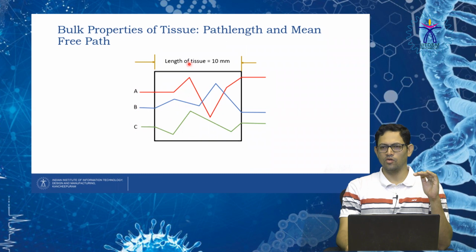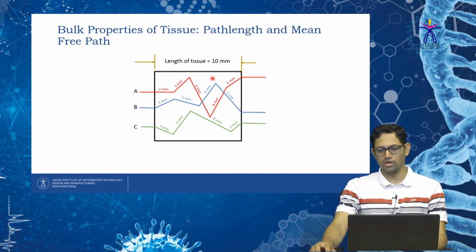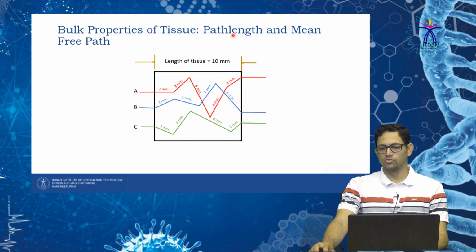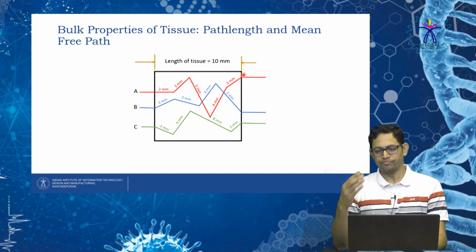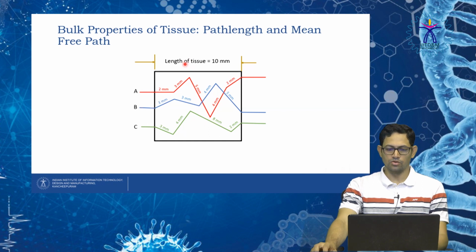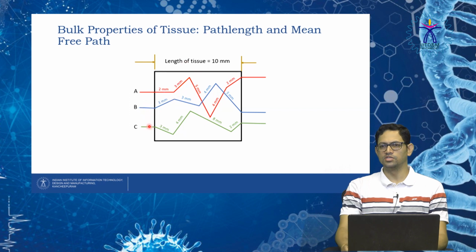Now let us see for each photon how much distance is being traveled. This distance is around 2 mm, and then it scatters because of the tissue constituents, and then it goes up 3 mm, and then it moves down around 5 mm, then 4 mm, 2 mm, then it just comes out, right? So path length is the total mm that is covered by photon A. If you add all of them together, you will have the path length of photon A, that is how much the photon has traveled in a tissue dimension of 10 mm. Similar to this we have for photon B and photon C.